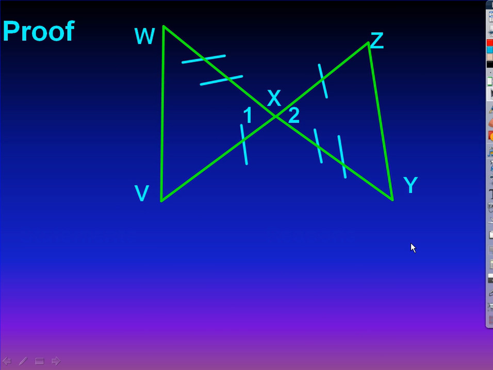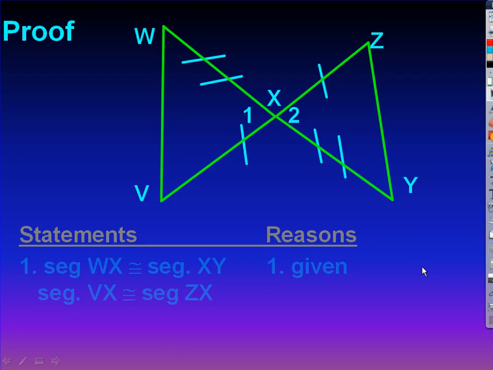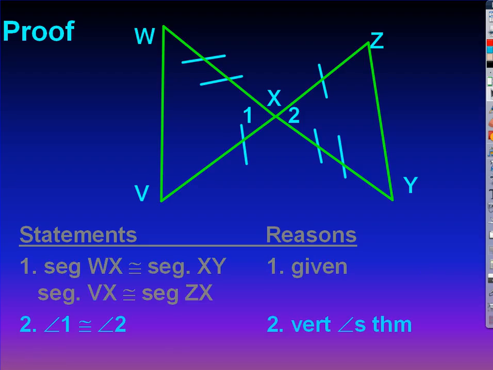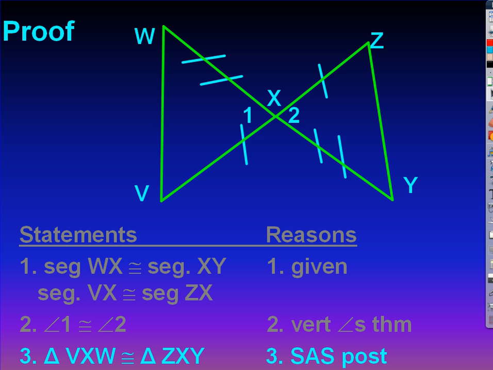If we look at a quick two-column proof of what you just told me, well, we're given some stuff. You said we could set angles 1 and 2 equal to each other, and the reason would be vertical angles. And then finally, the triangles are congruent by side angle side.